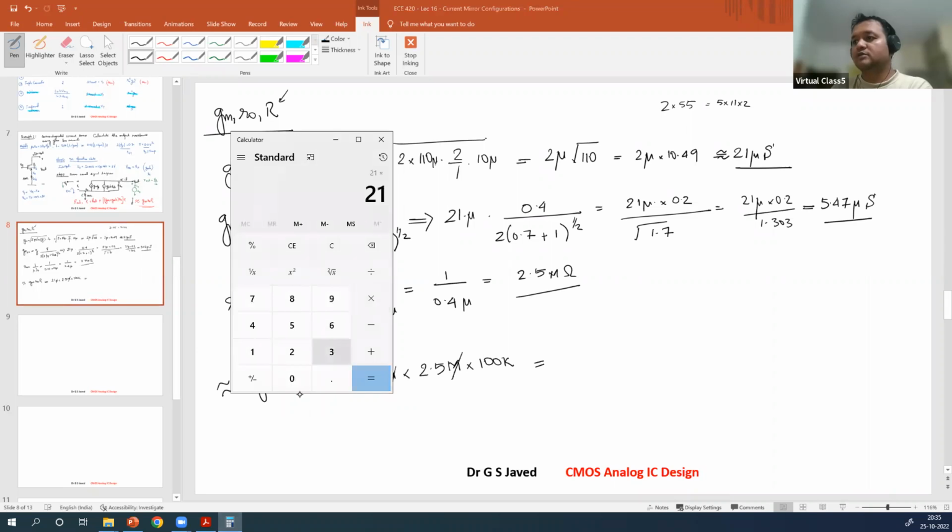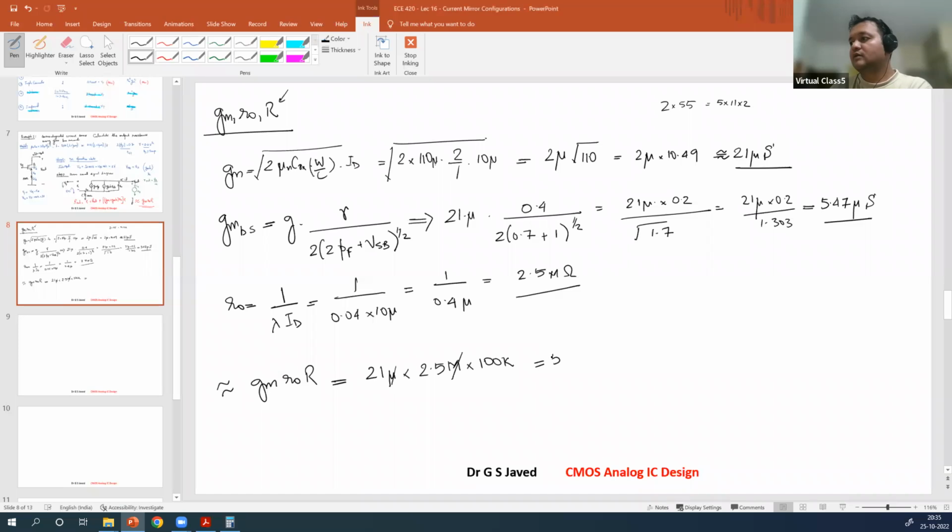21 times 0.5. 52.5. 52.5 times 100K, which will equate to be 5.25 mega, right? So that would be approximately the max R out. So the mega ohm. Your R out is 5.25 mega ohm.